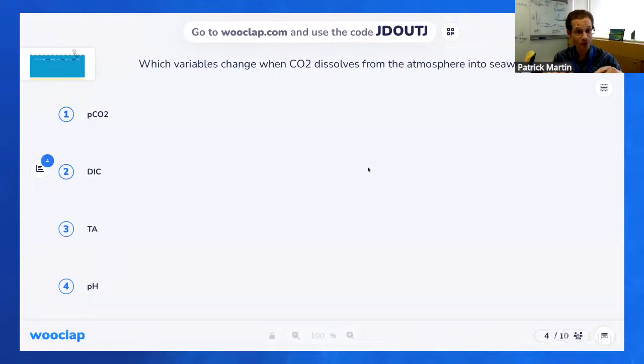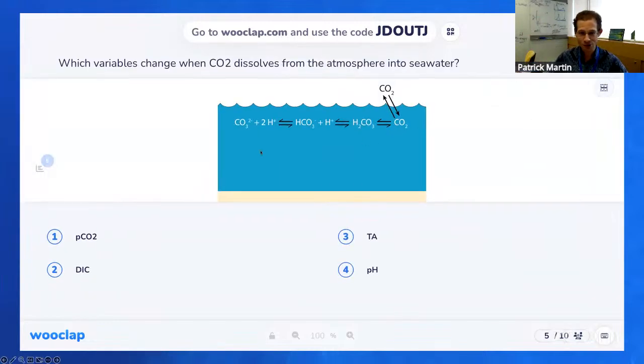Oh, of course in your answer you can select multiple choices, right? So select everything that you think will change when we have CO2 dissolving into seawater. I'll just show you the formula here again. All right, the back and forth arrows means that things can react backwards and forwards.